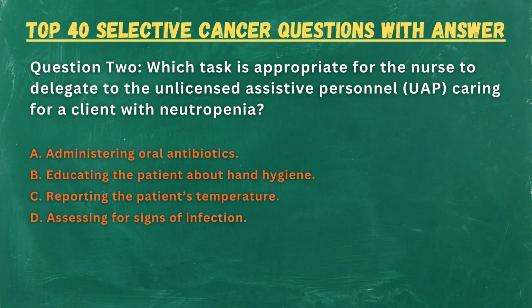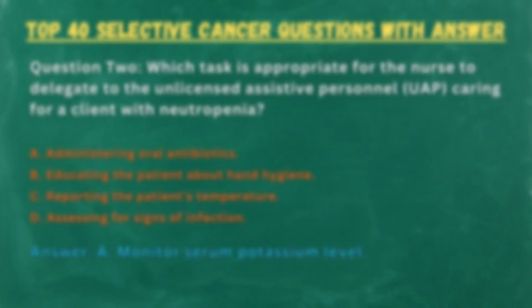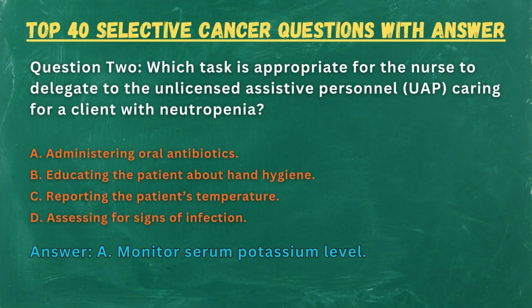Question 2. Which task is appropriate for the nurse to delegate to the unlicensed assistive personnel, UAP, caring for a client with neutropenia? A. Administering oral antibiotics. B. Educating the patient about hand hygiene. C. Reporting the patient's temperature. D. Assessing for signs of infection. Answer. C. Reporting the patient's temperature.